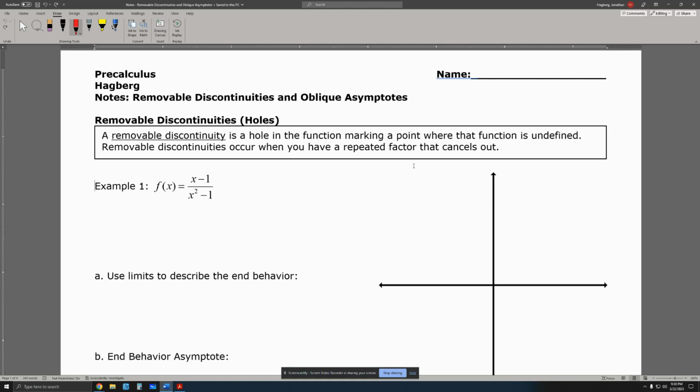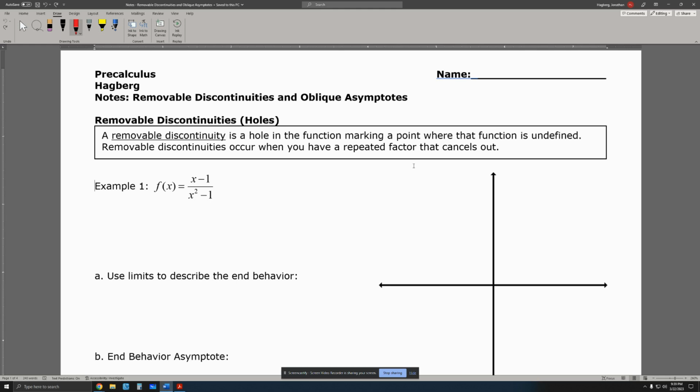Removable discontinuities occur when you have a repeated factor that cancels out. So similar to vertical asymptotes, at x equals where these holes are, the function is undefined. Where vertical asymptotes are infinite discontinuities, removable discontinuities, or holes, are just those single points where they're undefined. This occurs when we have a repeated factor in both the numerator and denominator that cancels out.